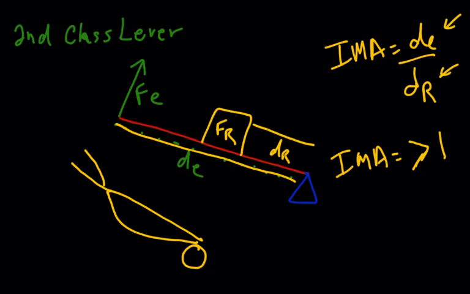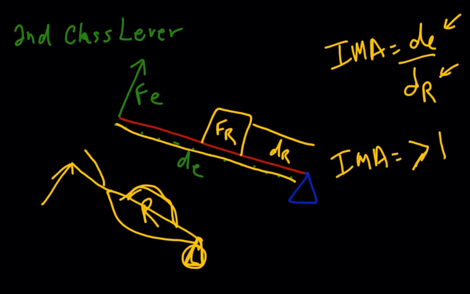Okay, where's the resistance? Well, your load of dirt or something is in here. That's your resistance. Your fulcrum is down here, basically the wheel. And what are you doing? You're applying your effort force on the handles. So that would be an example. A wheelbarrow would actually be an example of a second class lever.